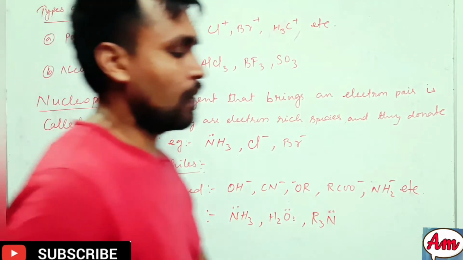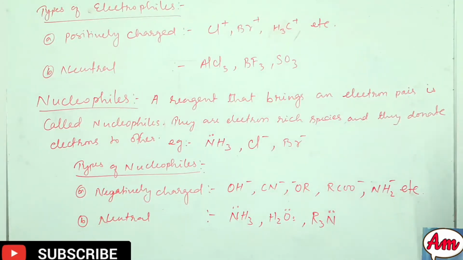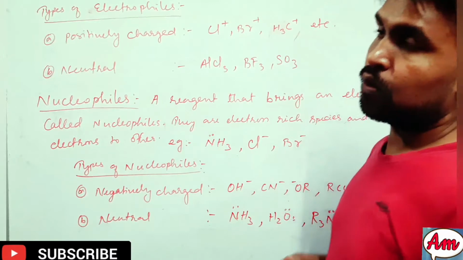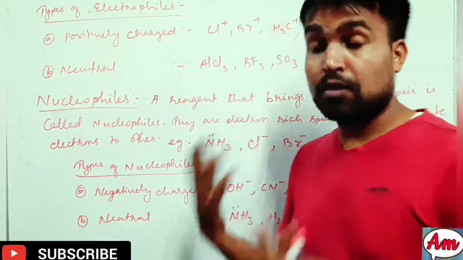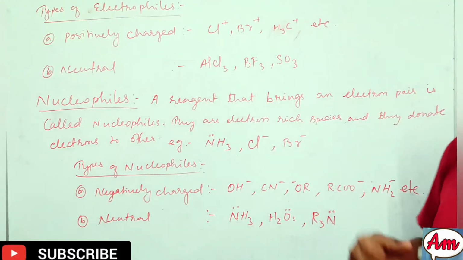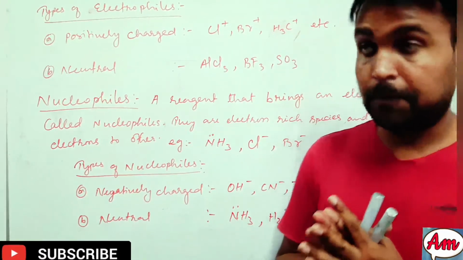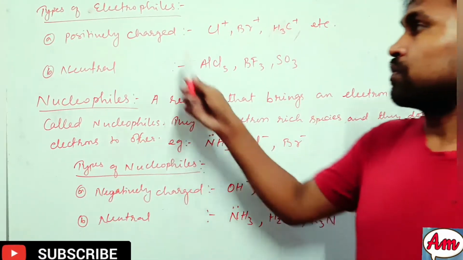So dear students, a few minutes before we have discussed electrophiles. So electrophiles are what? Electron lovers. They are electron deficient, they want electrons. So I told you that there are two types of electrophiles. So here are the two types.